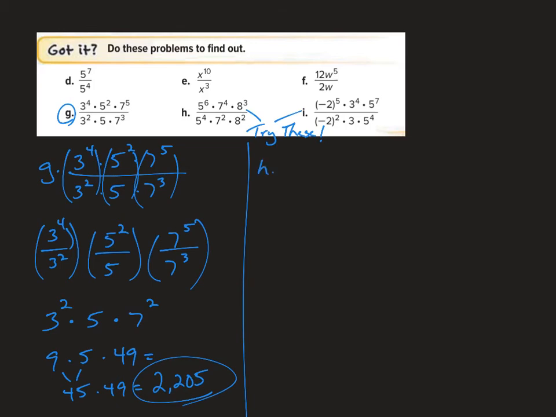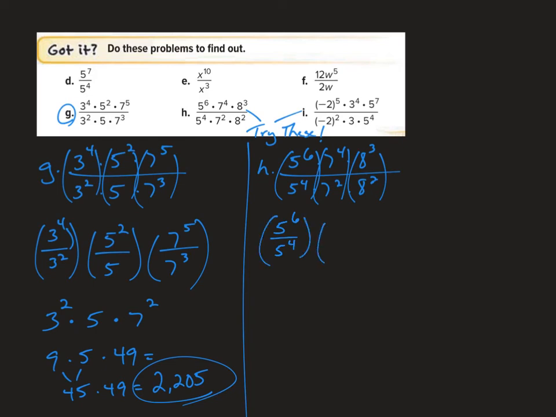So for h, I've got 5 to the 6th times 7 to the 4th times 8 to the 3rd over 5 to the 4th times 7 squared times 8 squared. Again, group these like bases. I'm just putting in parentheses so you know where I'm going. So that becomes 5 to the 6th over 5 to the 4th. 7 to the 4th over 7 squared. And 8 to the 3rd over 8 squared.